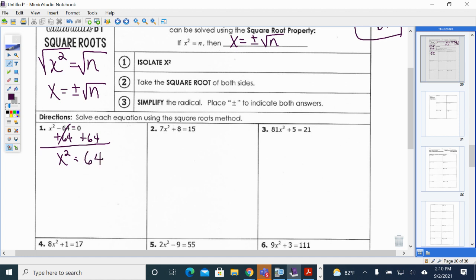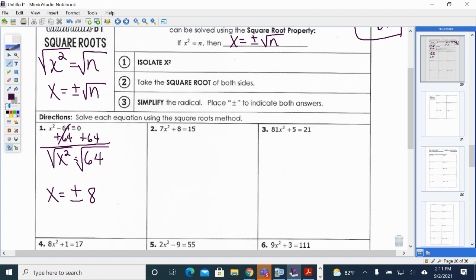Now at this point right here, the opposite of x squared is square root. So we're going to square root both sides of this equation and we get x equals, the square root of 64 is an 8. And we're going to do the positive and the negative 8 to indicate that both of those answers will work. And here's why.